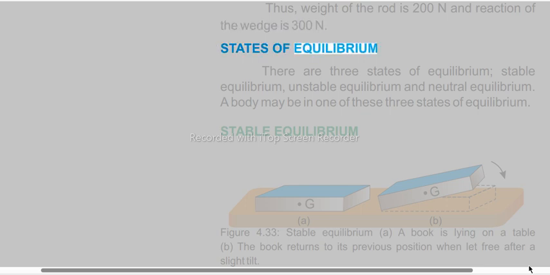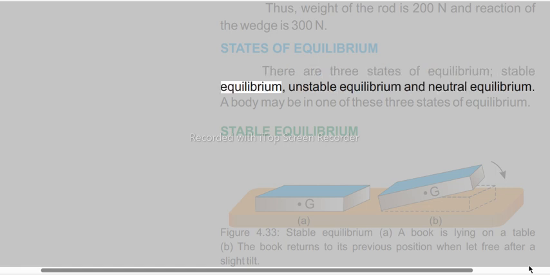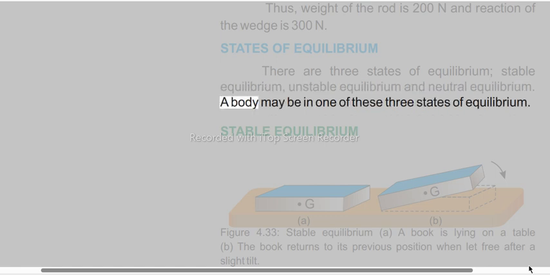States of equilibrium. There are three states of equilibrium: stable equilibrium, unstable equilibrium, and neutral equilibrium. A body may be in one of these three states of equilibrium. Stable equilibrium.